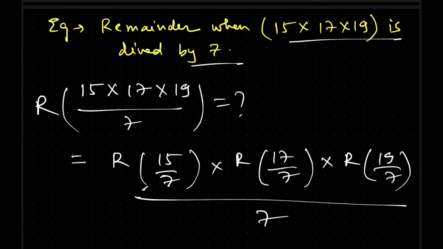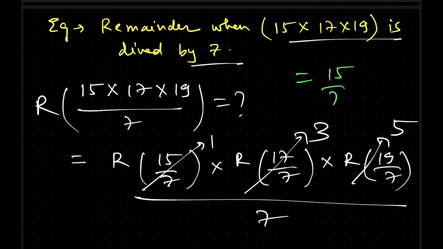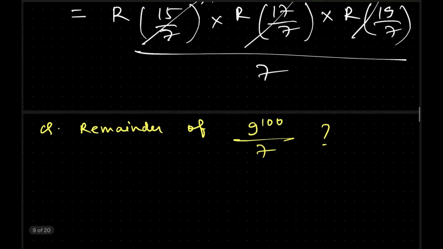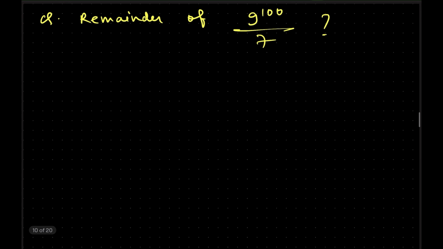So here what will be our remainder? 15 divided by 7 leaves 1, 17 divided by 7 leaves 3, and 19 divided by 7 leaves 5. So net 1 into 3 into 5 is 15, divided by 7. So in this case, what is the remainder? 1. Now we will see a better question, a more difficult one, so that we can have good practice.